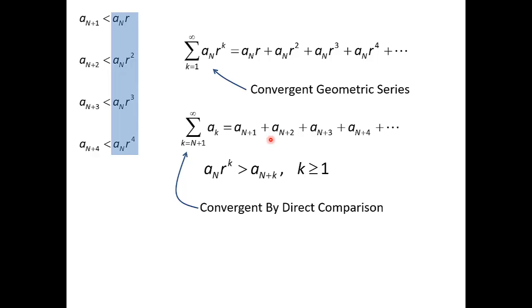So this illustrates why the ratio test works. Basically, if that ratio, a sub n plus 1 over a sub n, is less than 1, we're saying that our series behaves a lot like a geometric series if you go out far enough. Therefore, if the geometric series converges with a ratio less than 1, so does our series.